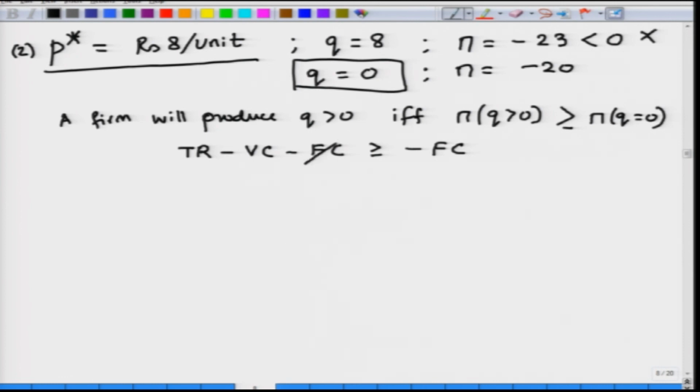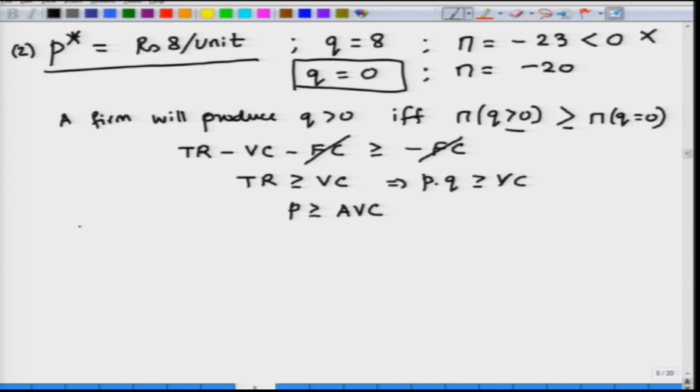I can get rid of the fixed cost from both sides, and I can rewrite this as total revenue greater than or equal to variable cost, and the total revenue is the price times quantity. So, price times quantity is greater than or equal to the variable cost, and since Q is greater than 0, if we divide by Q on both sides, I will have P greater than or equal to variable cost divided by Q, which is equal to the AVC. So, if my price is greater than or equal to the AVC, then the firm will produce something positive.